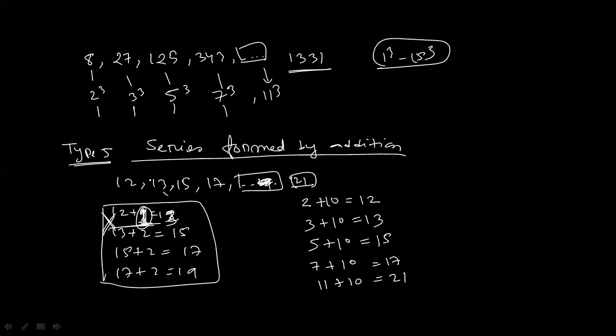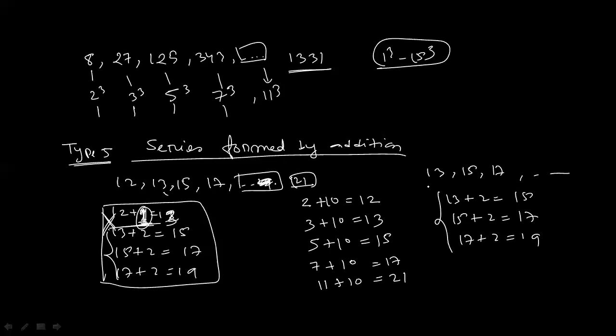Now see, if 12 is absent, and in the exam the question comes like this: 13, 15, 17, what will be the next number? Then this logic will apply: 13 plus 2, 15, then 15 plus 2, 17, then 17 plus 2, 19. Yes or no? But since here 12 is also present, you have to think differently. So how can you think differently?